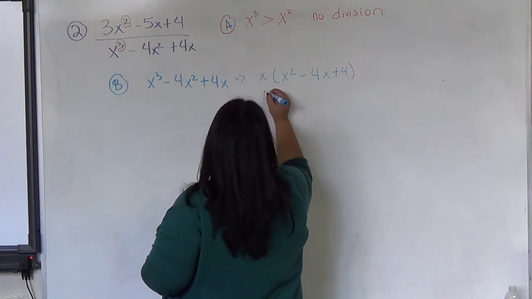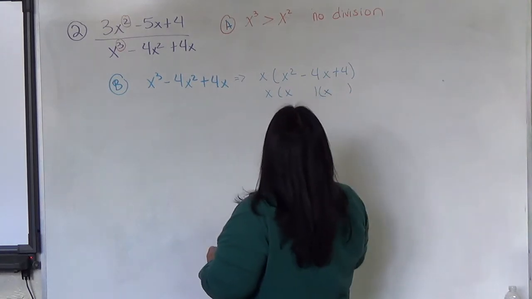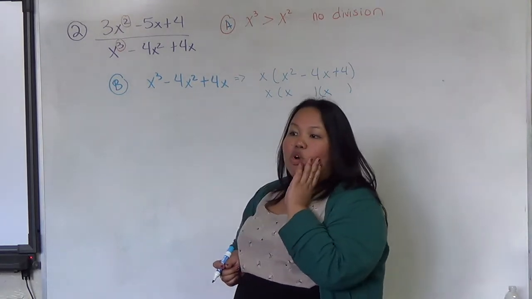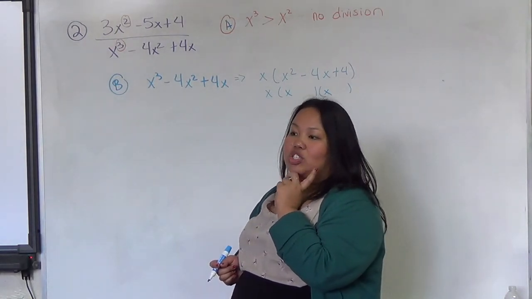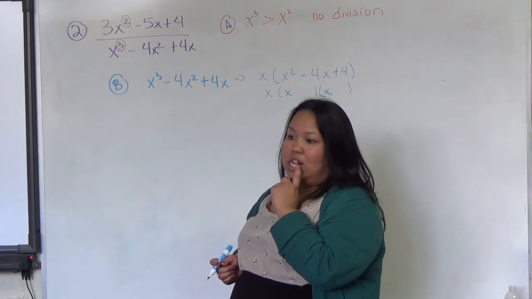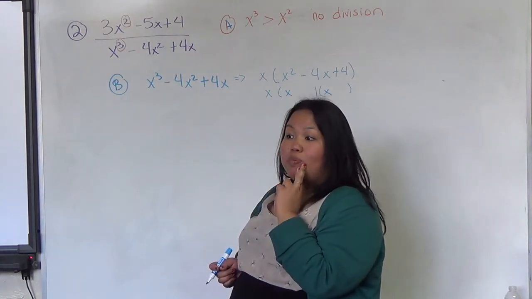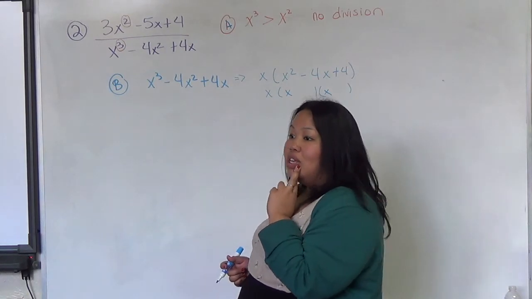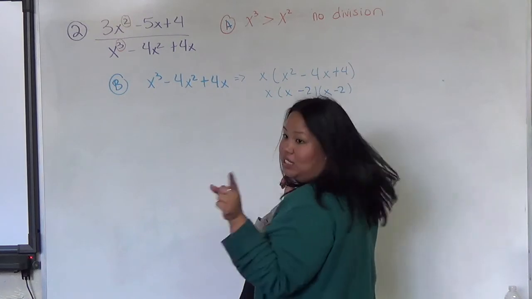And then? Two numbers. When multiplied together gets me? Positive 4. Two numbers when multiplied together gets me positive 4, but when added together gets me negative 4. Negative 2 and negative 2. Yes.